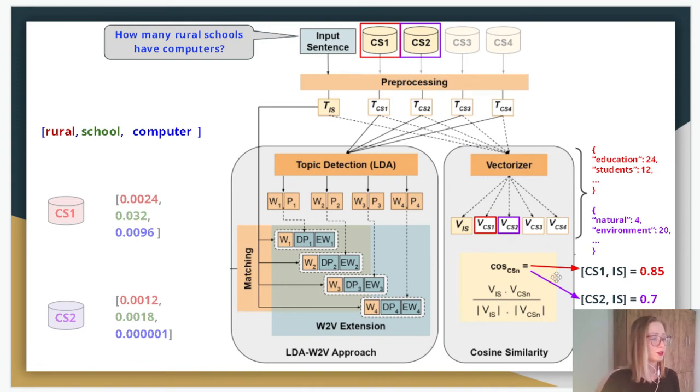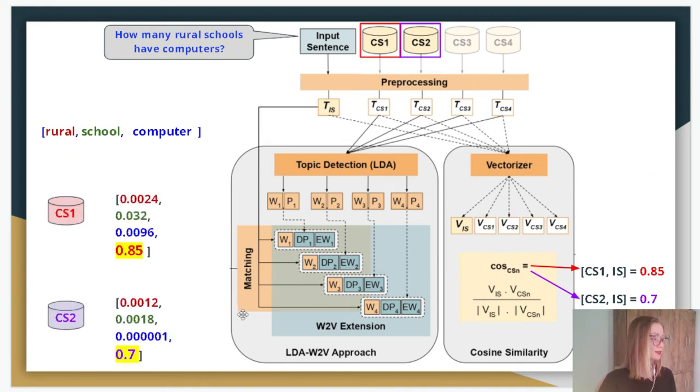Through this equation we get these results. The similarity between candidate source 1 and the input sentence is 85%, while the similarity between candidate source 2 and the input sentence is 70%. Now we only have to aggregate these scores in the probability arrays for each source. We add the cosine scores to the respective probability arrays. So the probability array for source 1 receives 0.85 and the array for source 2 receives 0.7.